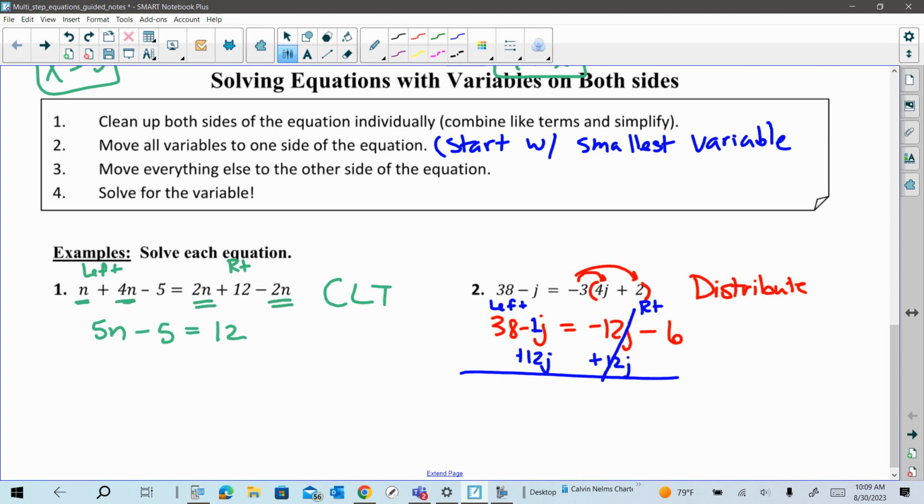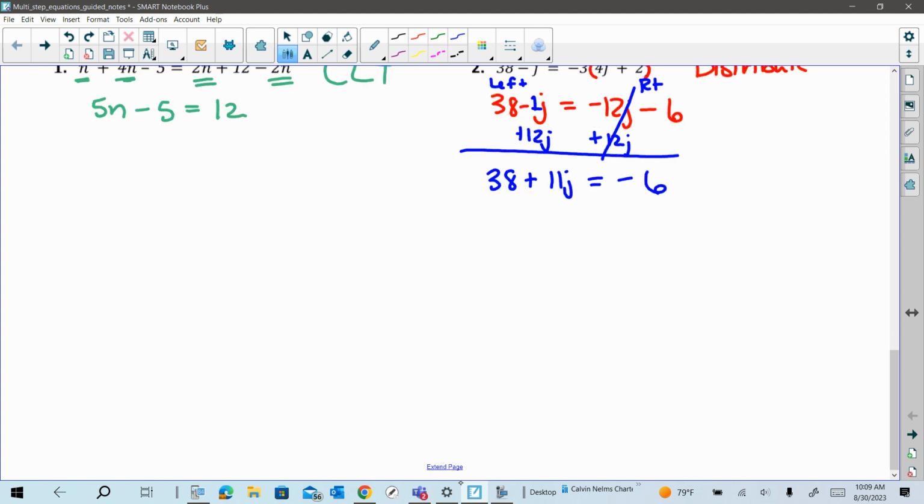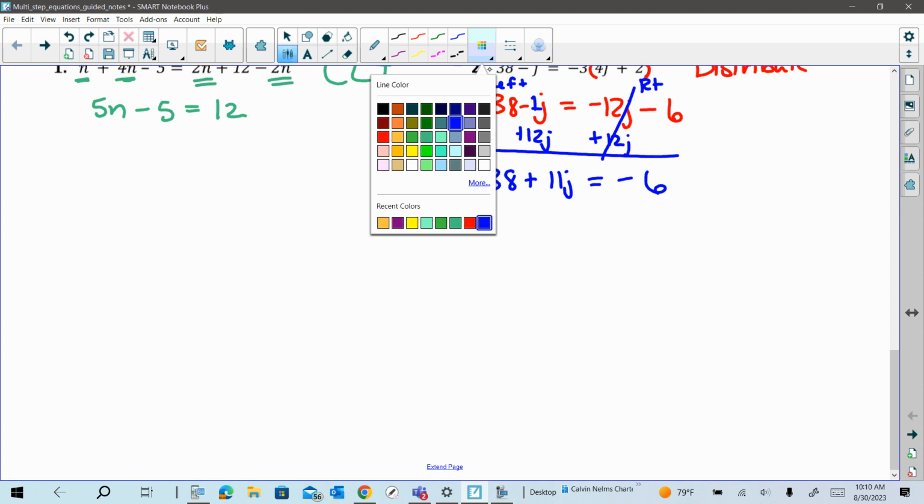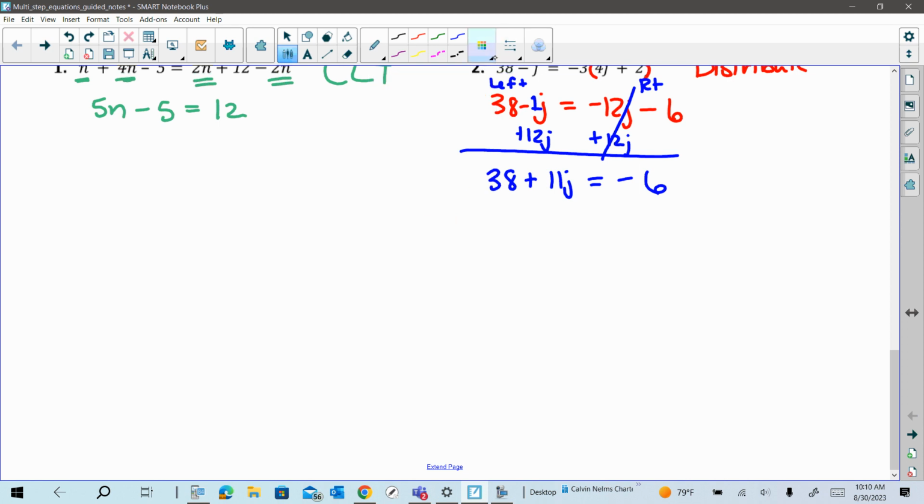The j's cancel on the right side, leaving you with 38 plus 11j equals negative 6. Now we're just undoing our addition and subtraction. So here we need to undo it, minus 38. 11j equals a negative 44.